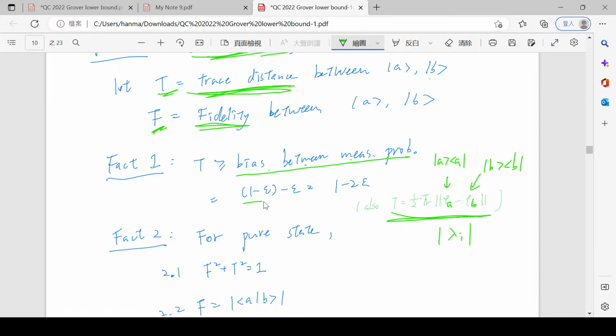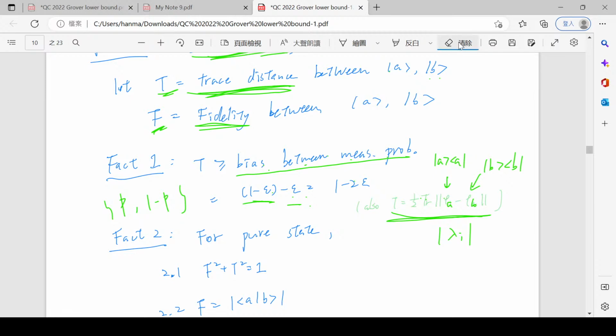Easier to explain in our notation here. That means we have this binary P and 1 minus P measurement trying to distinguish A and B. Then the probability of getting P, one of them is 1 minus epsilon and the other is epsilon. And this difference cannot be bigger than the trace distance T. And the difference is obviously 1 minus 2 epsilon. So it's an upper bound on this bias.